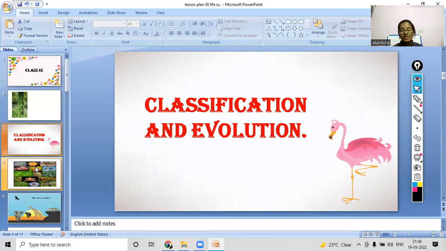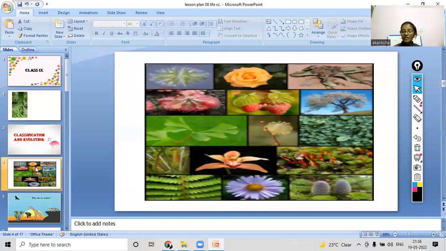Coming to our next slide, what can you see in this slide? Yes, there is a variety of organisms. You can write your answers in the chat box. Organisms here means we are just talking about plants. So these are different types of plants. Some have bark and some don't have bark.